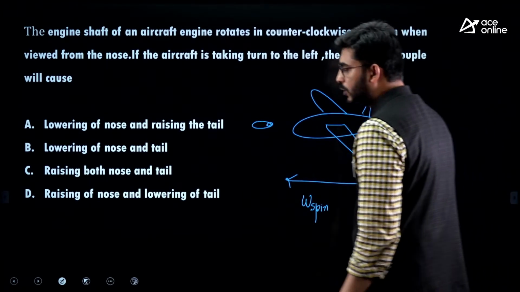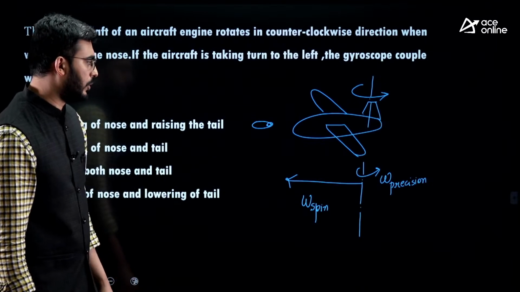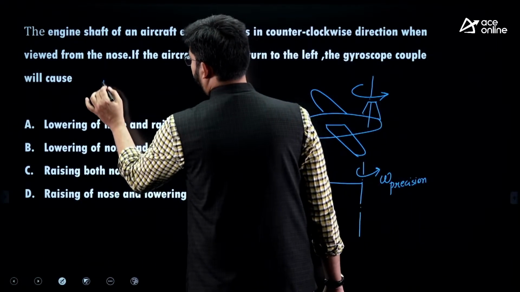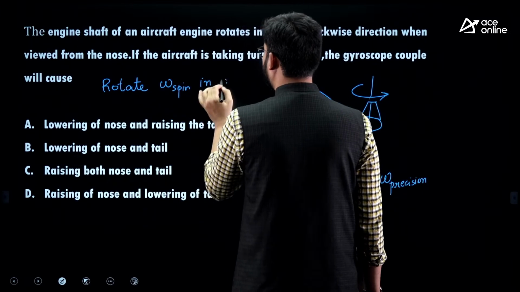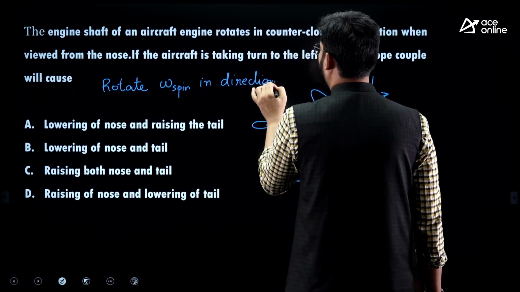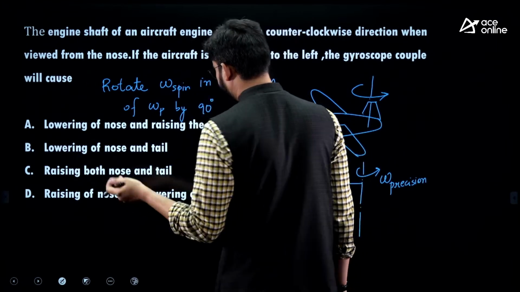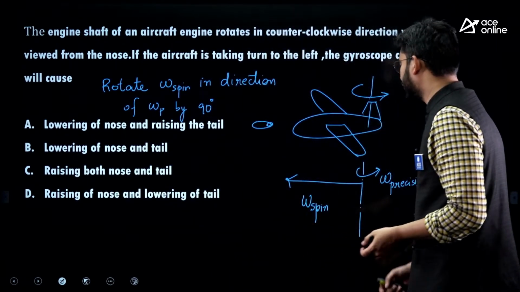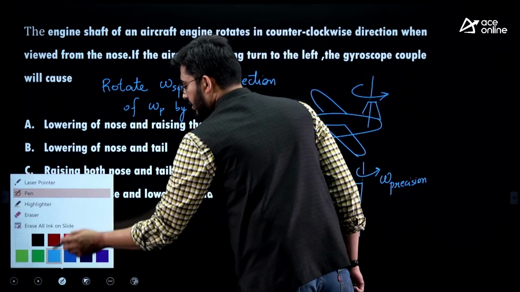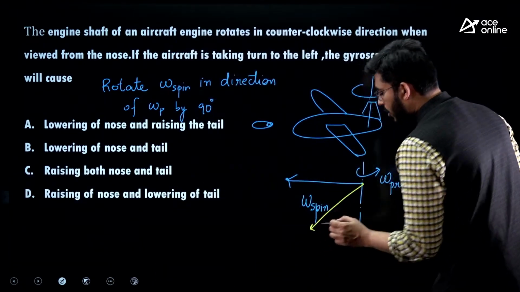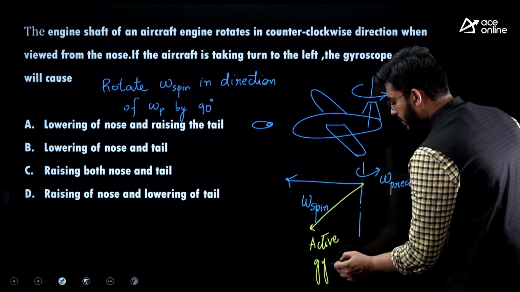So the trick is very simple. Rotate omega spin in the direction of omega precession by 90 degrees. Okay, we get the direction of active gyroscope. So if we rotate this in the direction of omega precession, you will be seeing the vector in the new orientation along the z-axis. This will be active gyroscope.